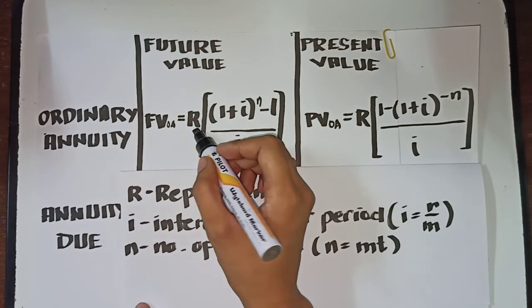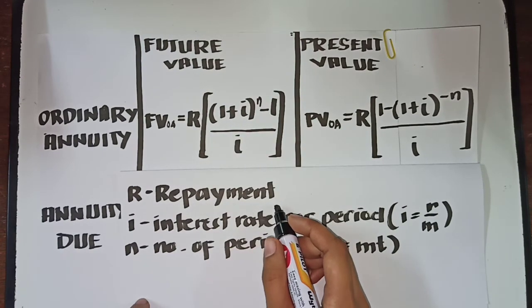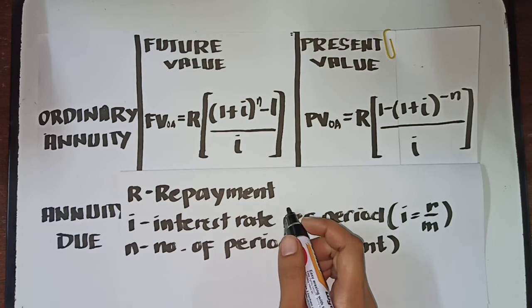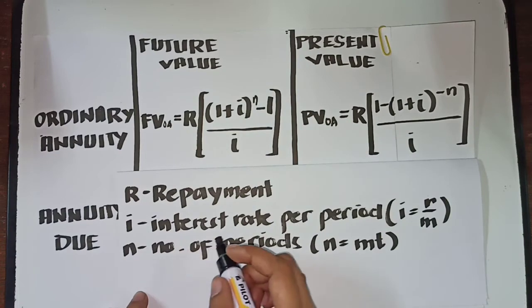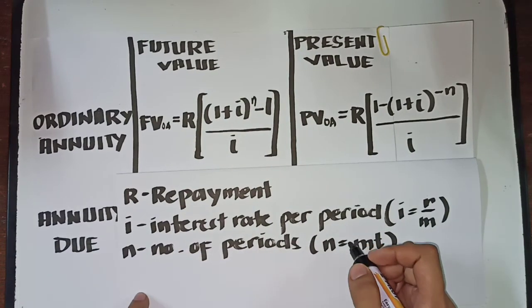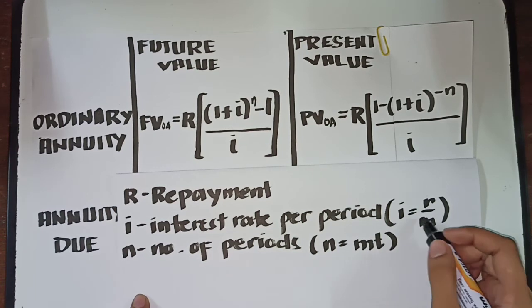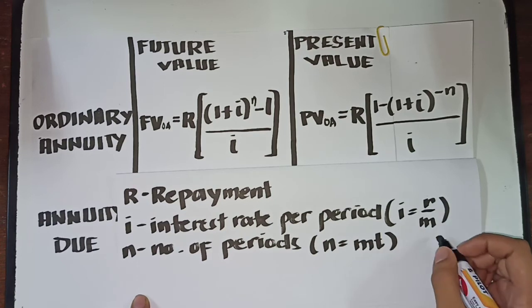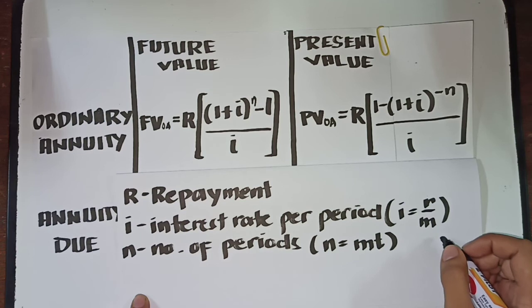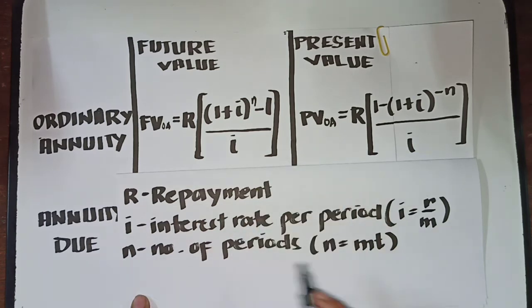So, where R, itong R na to, this is the repayment. Ito yung binabayaran mo. Okay, so next, I, this I is the interest rate per period. Nung nakaraan, sabi natin, masasolve natin si I using this formula. I is equal to R over M, where R is the annual interest rate and this M is the number of compounding period. And next, N, this is the number of periods.